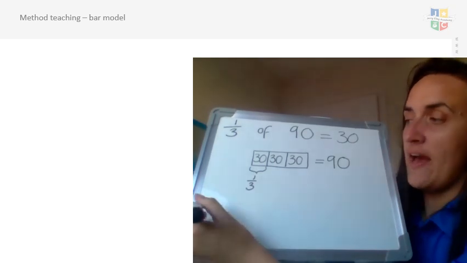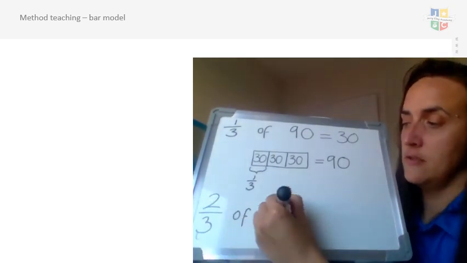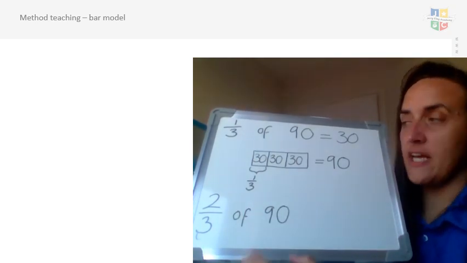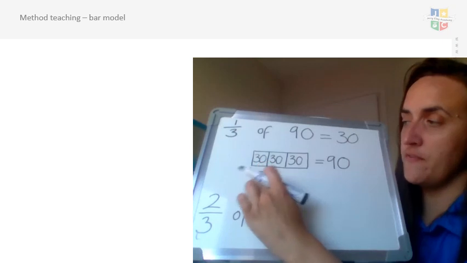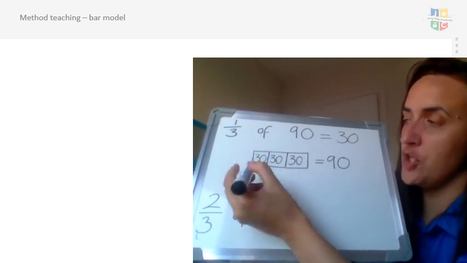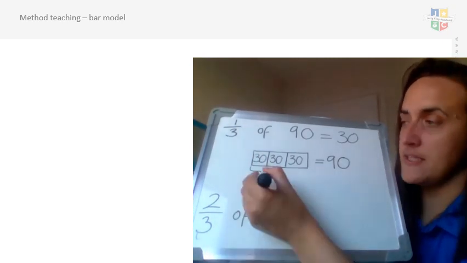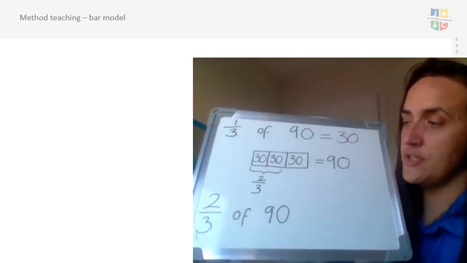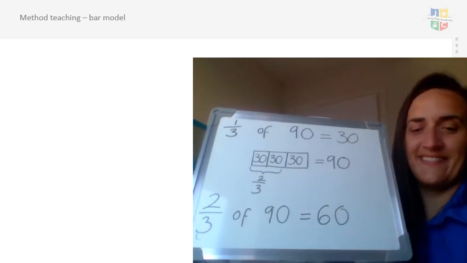So if you were asked what 2/3 of 90 is, we can use actually the other two parts of the bar model. There's two parts there, or you could just use the first two parts, doesn't matter, but we need to have two of these parts. And that's 30 add 30.